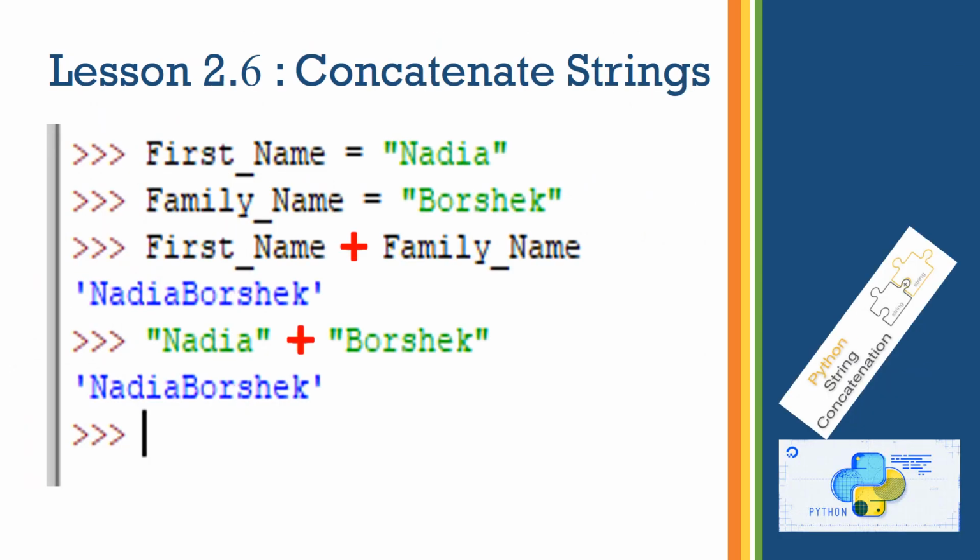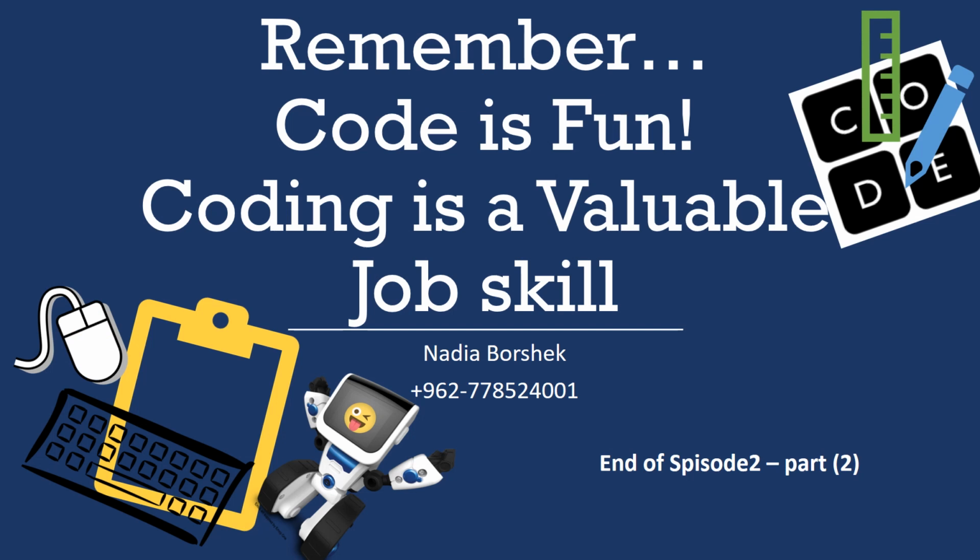Another function of the plus sign is concatenating strings. Notice the example. We have two variables. first_name equals, between two quotation marks, Nadia. And the second one, family_name equals, between two quotation marks, Borshek. To merge these two variables into one, you will use the plus sign, which will concatenate the two variables into one string. Remember, code is fun, and coding is a valuable job skill.